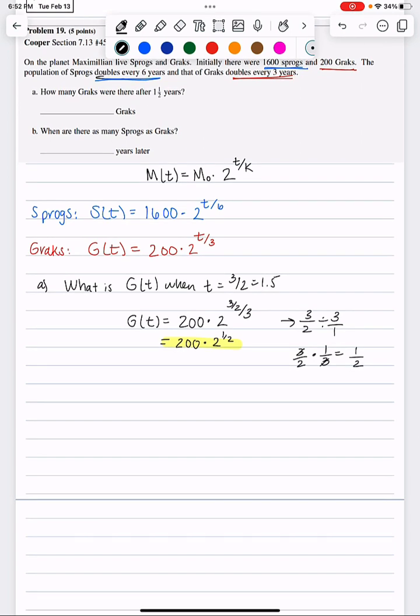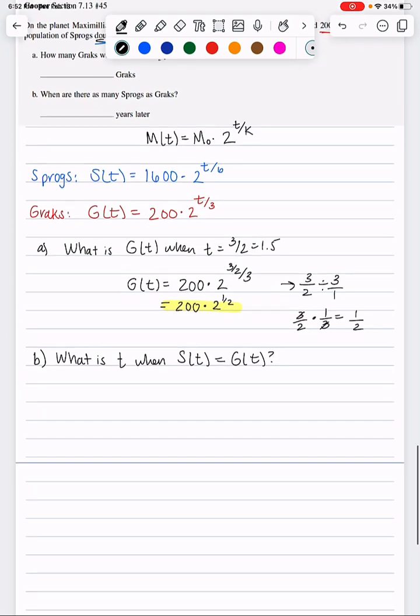And just a reminder, you guys might have different numbers than me, so you'll have to modify it to what you have. Alright, and then part B, we want to see when there are as many Spragues as Grach's, and after how many years this happens. So we want to find t when S of t is equal to G of t. Setting this equal to each other, 1,600 times 2 to the t over 6 is equal to 200 times 2 to the t over 3.